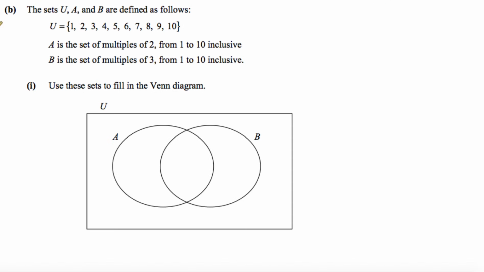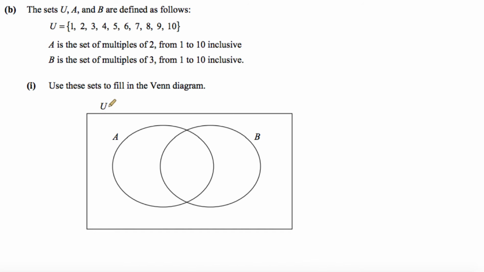So, part B says the sets U, A and B are defined as follows. U is the set 1, 2, 3, 4, 5, 6, 7, 8, 9, 10, so it's the first 10 natural numbers. A is the set of multiples of 2 from 1 to 10 inclusive, and B is the set of multiples of 3 from 1 to 10 inclusive. Part 1 says use these sets to fill in the Venn diagram.